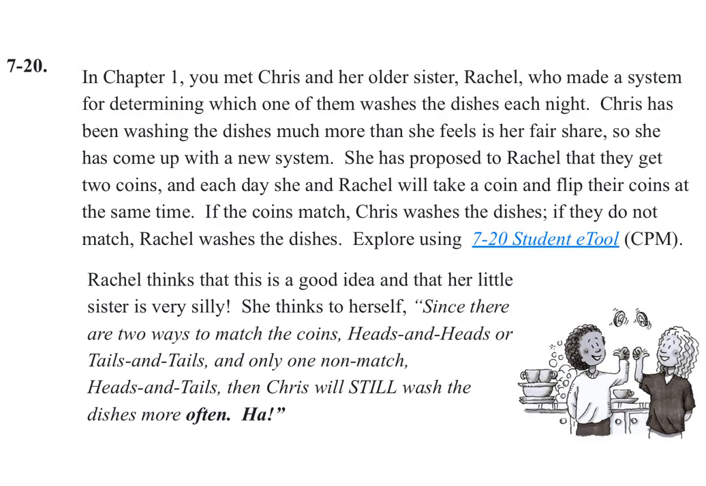So way back in chapter 1, we met Chris and her older sister Rachel, who made a system for determining which one of them washes the dishes each night. Chris has been washing the dishes much more than she feels is her fair share. So she has come up with a new system. She has proposed to Rachel that they get 2 coins, and each day she and Rachel will take a coin and flip their coins at the same time. If the coins match, Chris washes the dishes. If they do not match, Rachel washes the dishes.